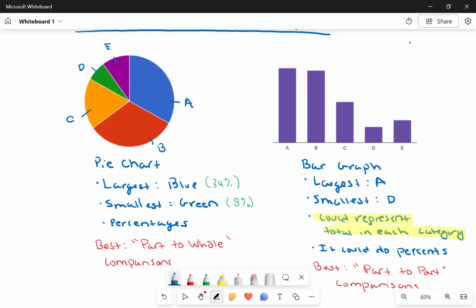What's cool is that A and B are the two dominant ones, where the other three combined total up to what A and B are individually. You can see that in the bar chart comparison, but the bar chart really helps us see which category is the biggest and which one's the smallest. It does a better job when you're comparing each category to each other, whereas the pie chart does a better job comparing as a whole, looking at them all together and viewing what they do working together.